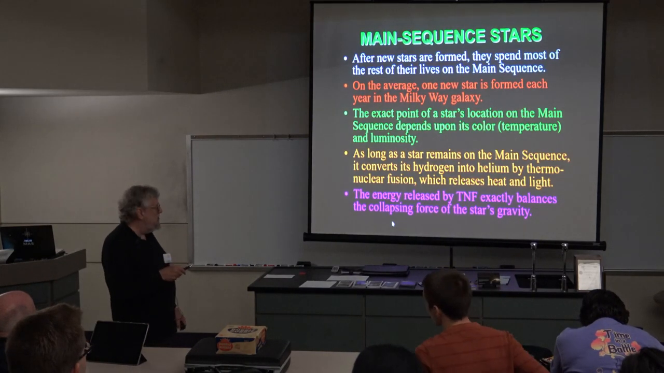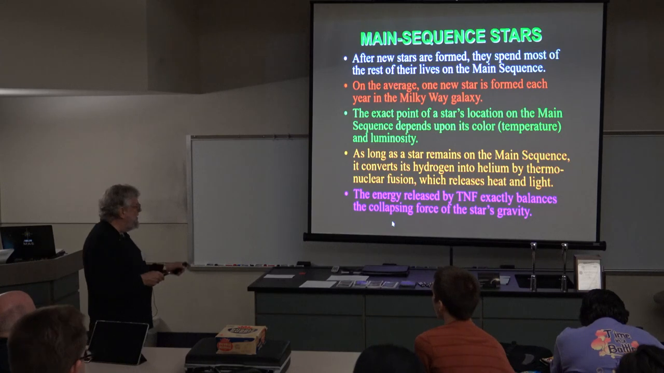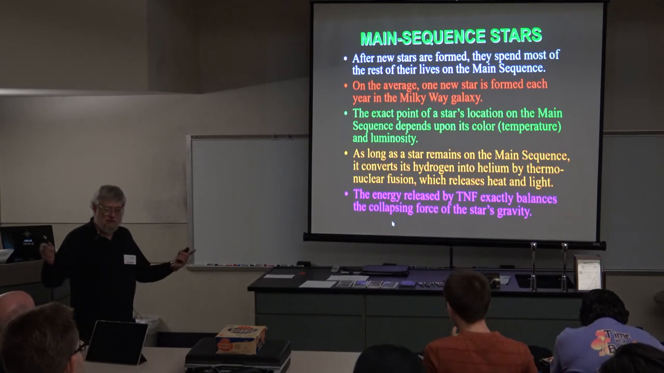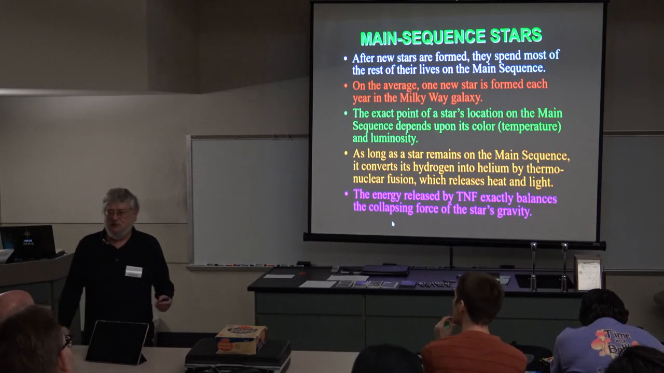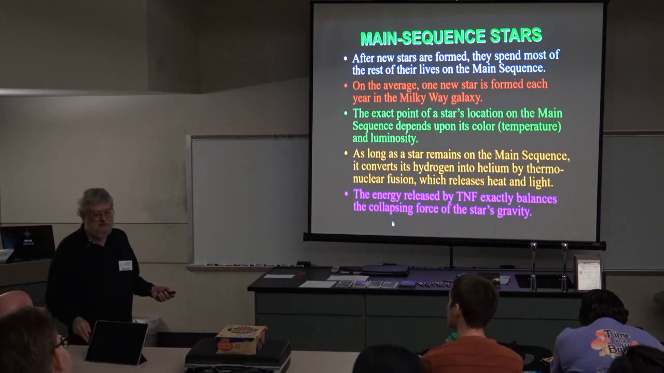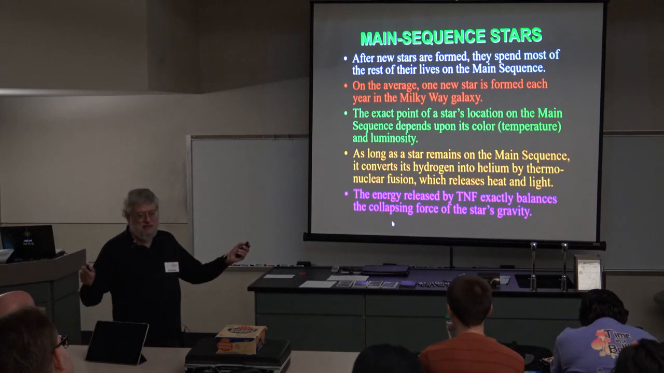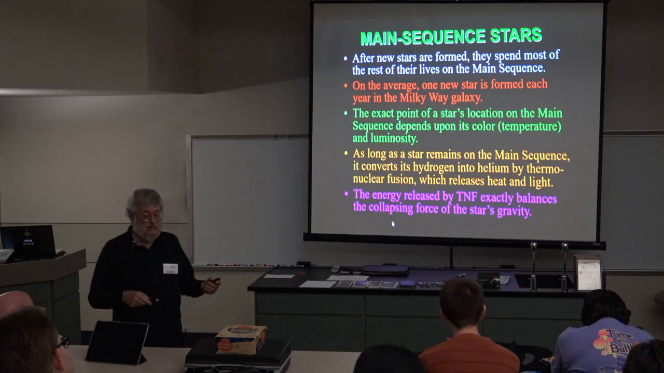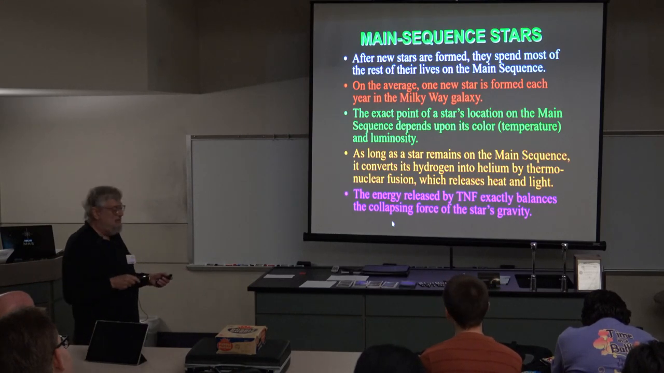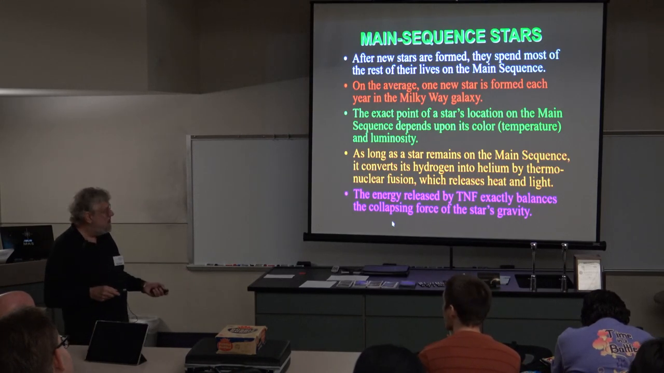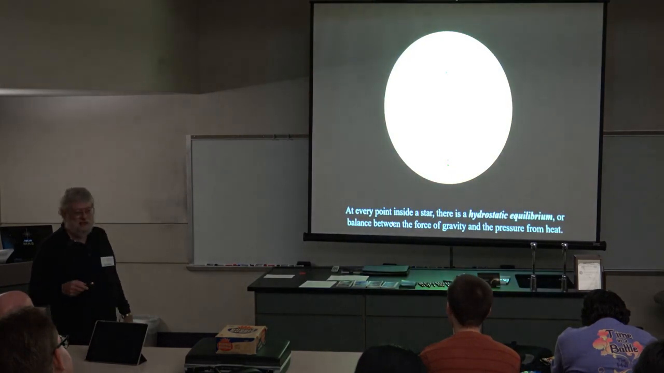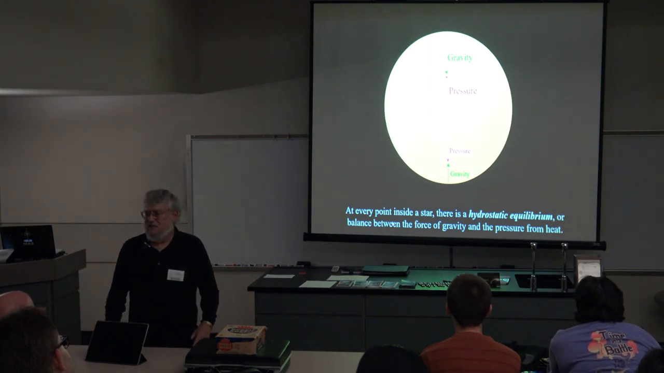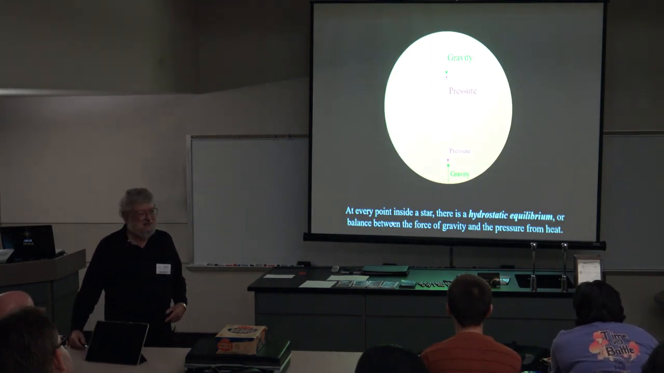As we'll see in the next slide, the energy released by that fusion in the center of the sun balances the force of the star's gravity trying to collapse it. It's what causes the reaction in the first place, the tremendous gravity squashing everything together, and we'll see how that works very shortly. But the energy produced balances the gravity. This is called hydrostatic equilibrium. If you want to go out of here and impress somebody, tell them you learned about hydrostatic equilibrium tonight.